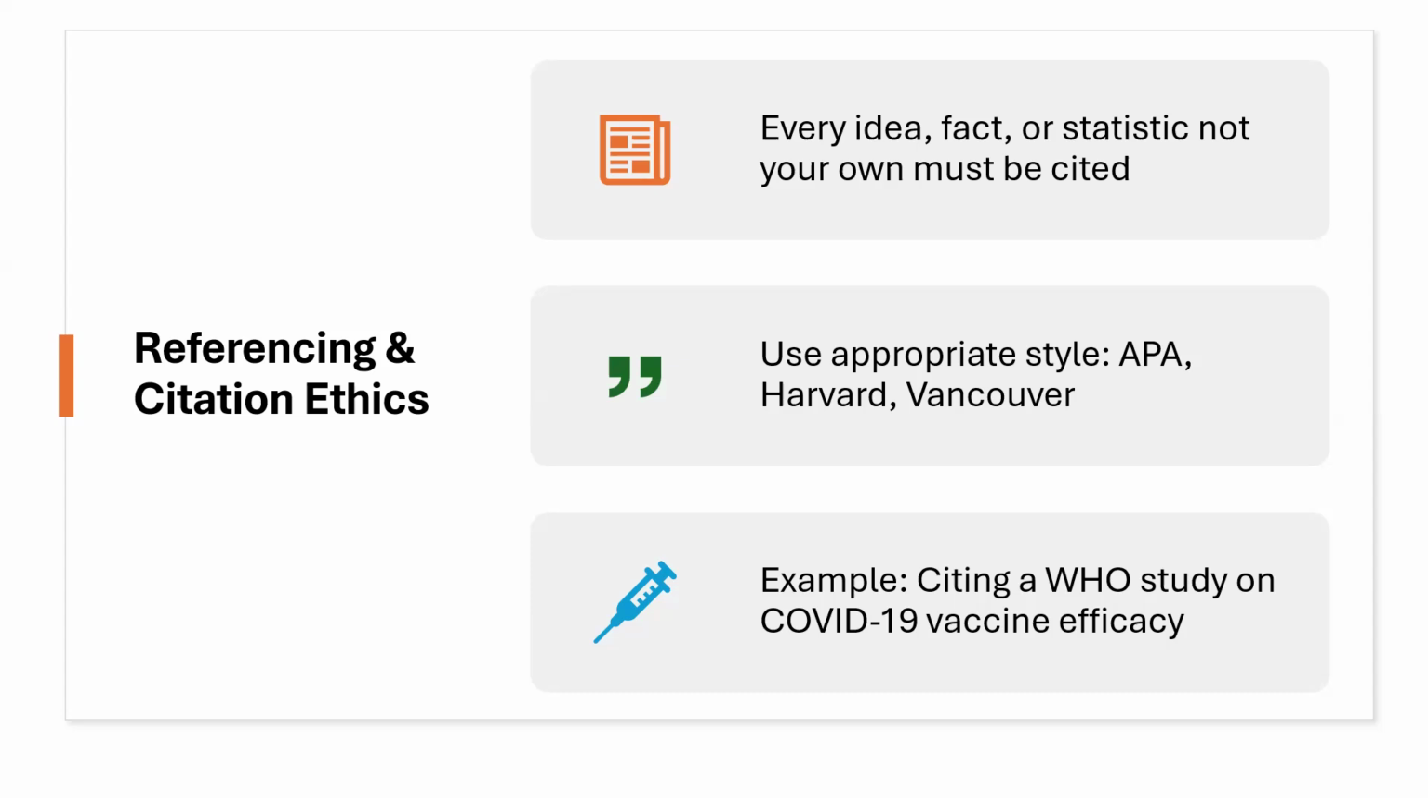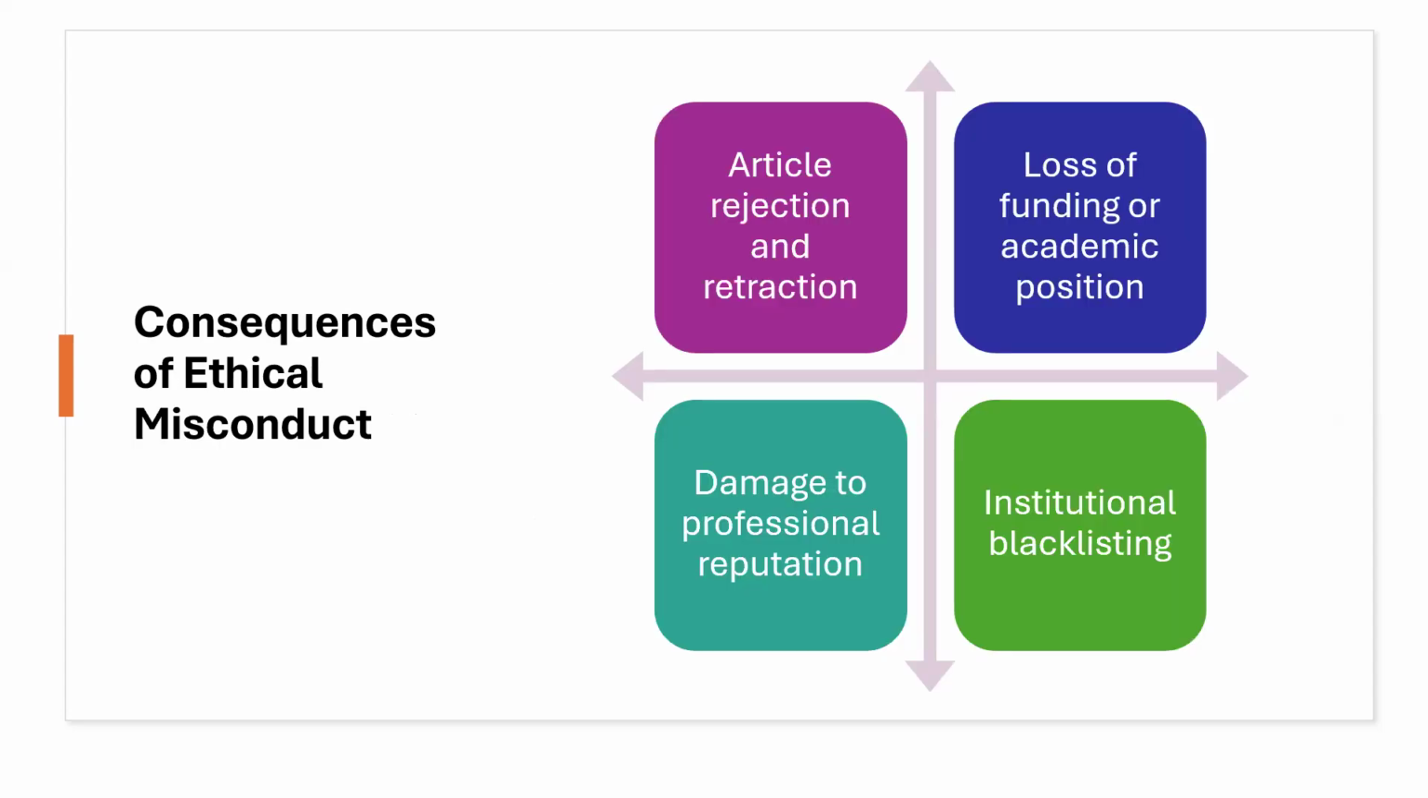For example, citing a WHO study on COVID-19 efficacy. So you have to write all these things. We have now studied the ethical details of different things, that is, what the different ethics related to different fields are. Now, what are the consequences of ethical misconduct? If you do ethical misconduct, what will the consequences be?